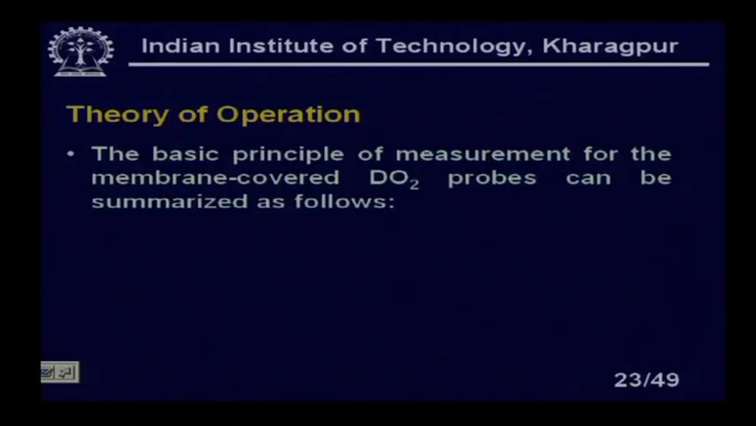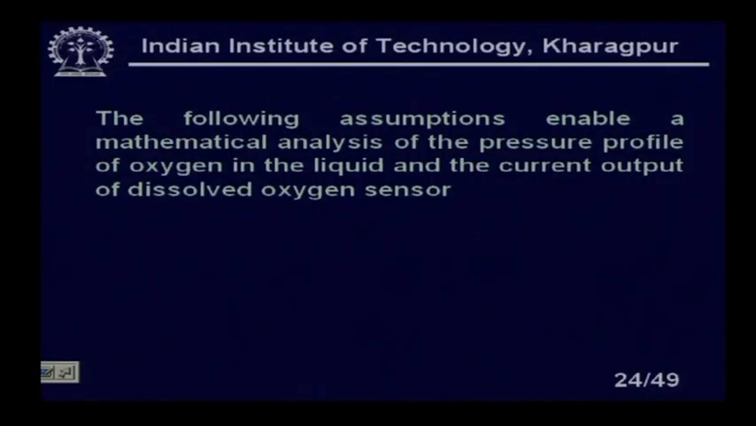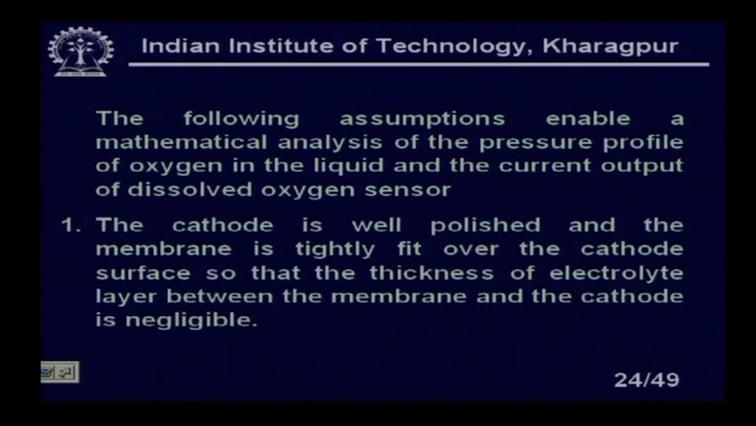Theory of operation. The basic principles of measurement for the membrane covered DO2 probes can be summarized as follows. If the oxygen diffusion is controlled by the membrane covering the cathode, the current output of the probe is proportional to the oxygen activity or the partial pressure in the liquid medium. Okay? Basic principle is the same. The following assumptions enable the mathematical analysis of the pressure profile of oxygen in the liquid and the current output of the dissolved oxygen sensor. What are those assumptions? Let us look.